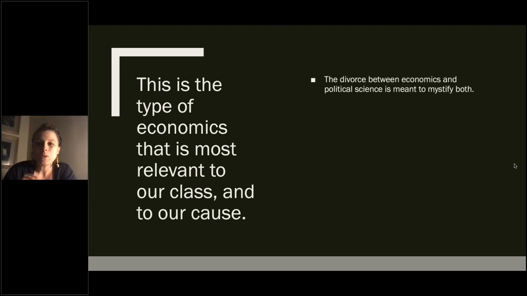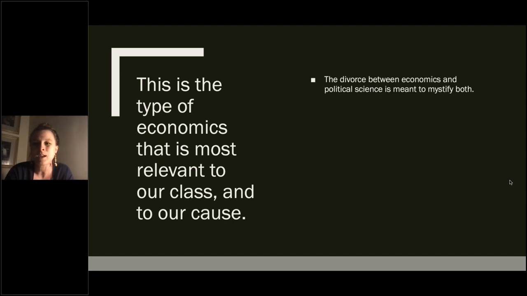So the divorce between the discipline of economics and political science is meant to sort of mystify both. I think it's better to call it Marxist political economy because I don't really think that you can divide those two apart. Nowadays, when you take an economics course at most universities, you're going to be bombarded with a lot of stuff that exists in the abstract and theoretical world. And you're going to come into a lot of formulas and numbers and stuff. I think that a lot of this is meant to mystify the discipline.